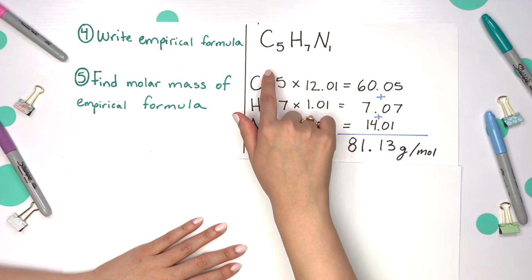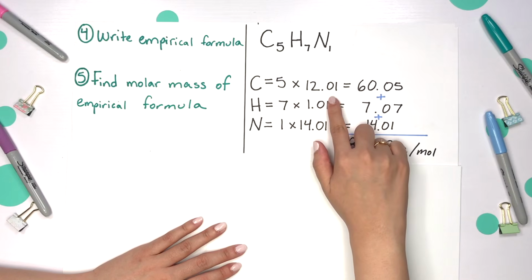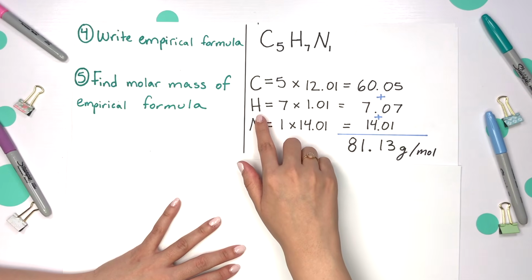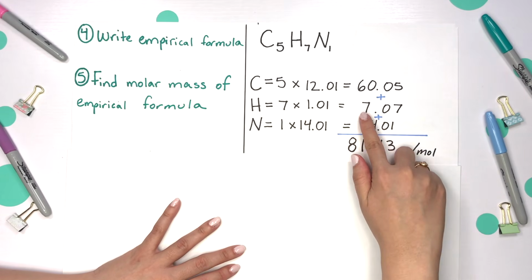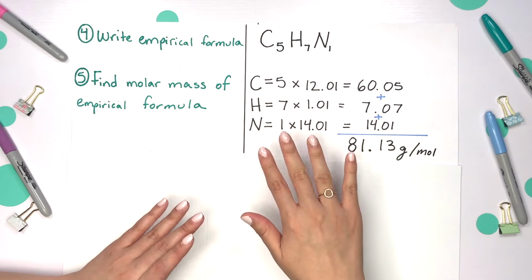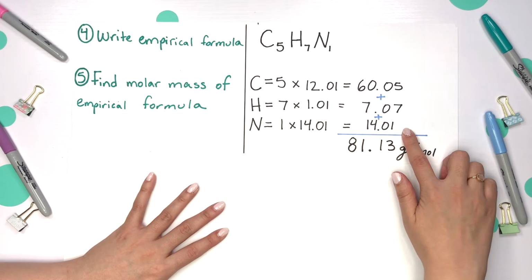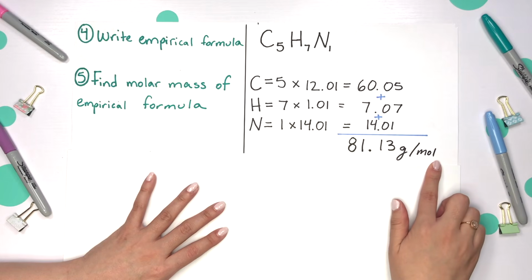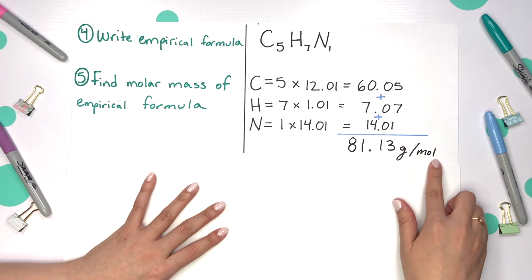Start with your carbon, which we have 5 of them, and multiply by the individual molar mass of carbon. We'll get 60.05. Do the same for hydrogen. Now there are 7 times that 1.01, and you get 7.07. But there's only one nitrogen, so you don't even have to really multiply. It's 1 times 14.01, which is itself. We'll add all these values together, and your molar mass of your empirical formula gives you 81.13 grams per mole.